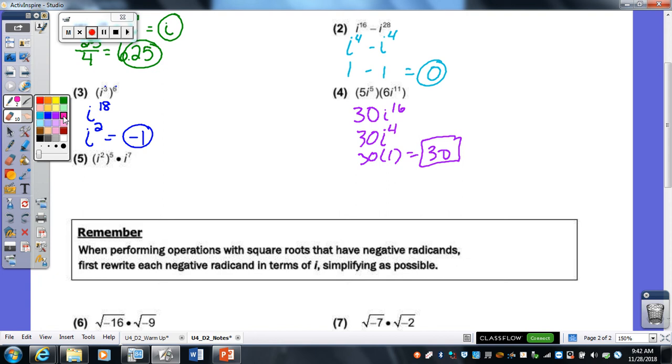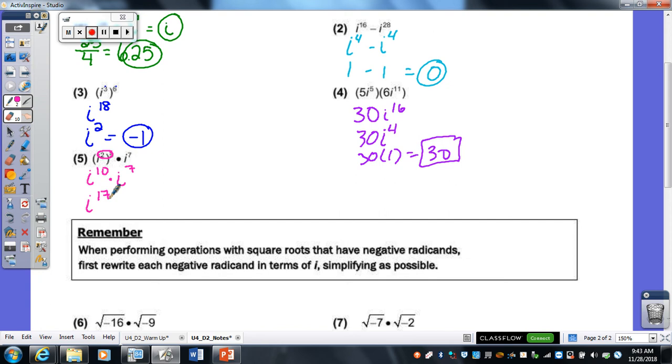And then number 5, we got exponent to an exponent. So we'll multiply these first. So we get i to the 10th times i to the 7th. So now you're multiplying with a like base of i, so we add those exponents, so that becomes i to the 17th.